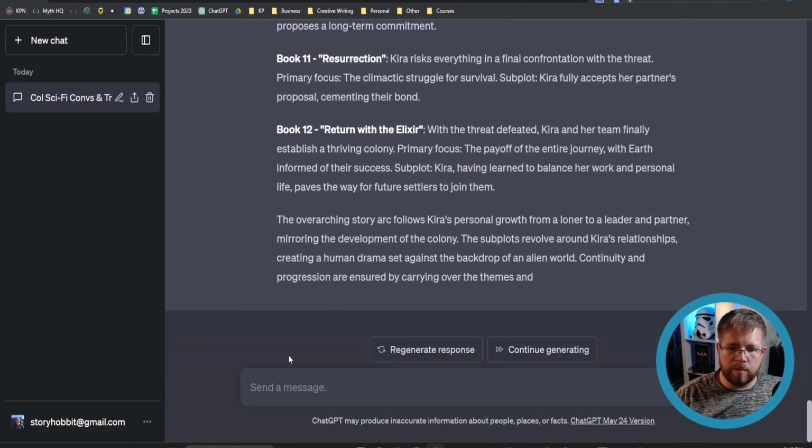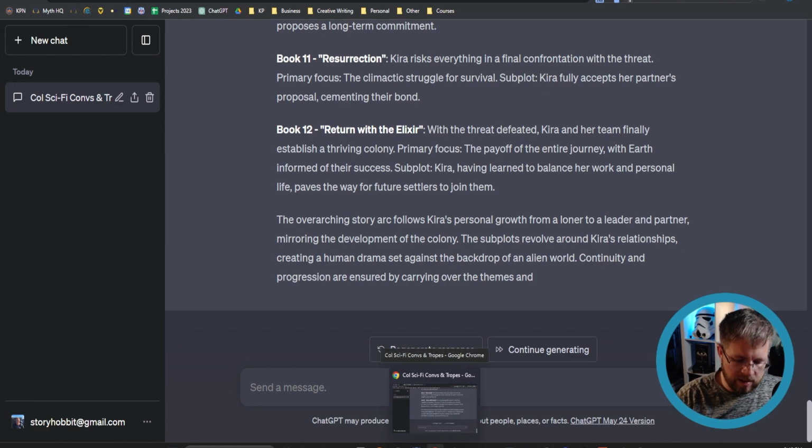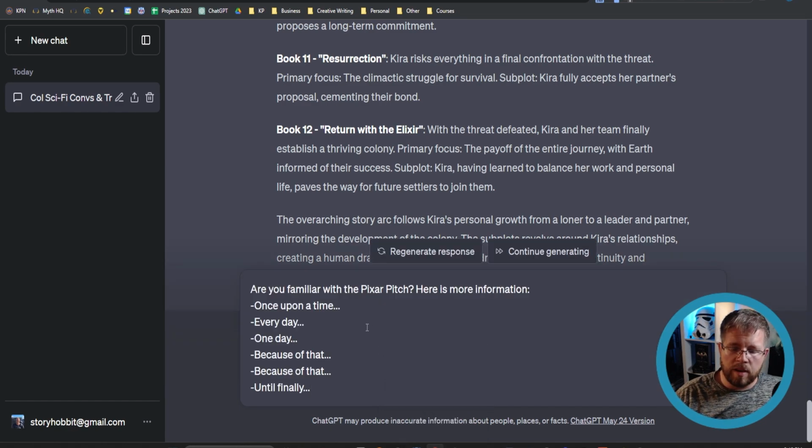So next we're going to move on to the Pixar pitch. And first of all, I'm just going to ask it if it knows what the Pixar pitch is. If you haven't heard of this, I believe it's also called the Story Spine. Here's the pitch. Here is more information: once upon a time, every day, one day, because of that, until finally. That's the basics of the Pixar pitch.